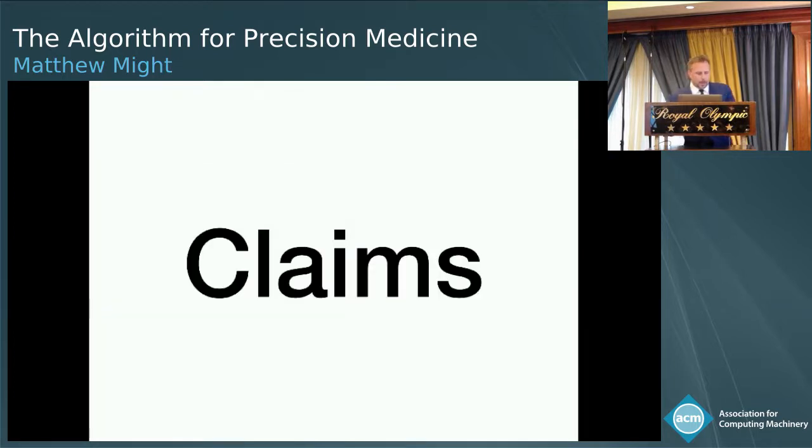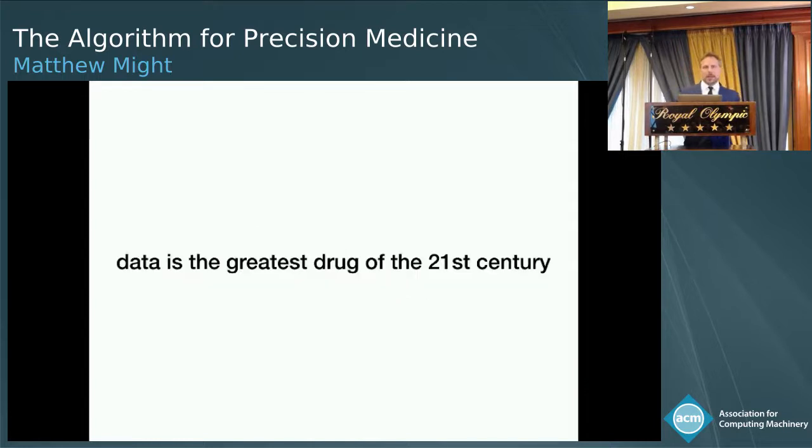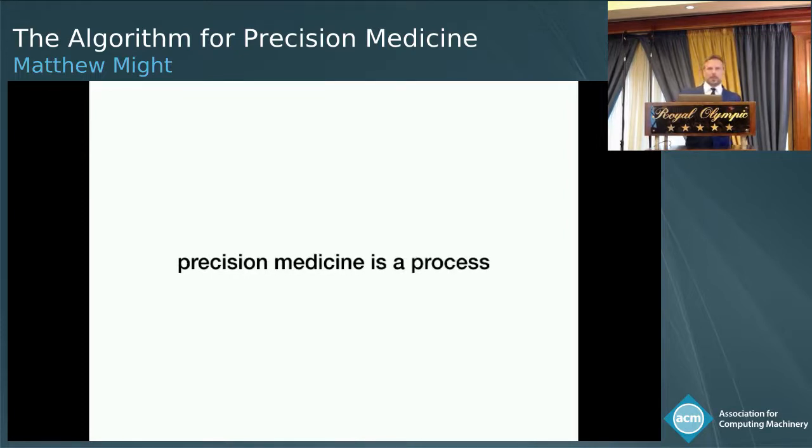So I'm going to make, and hopefully support, a number of claims today. The first is that when we look back on this century, we're going to find that data was the greatest drug we discovered. I will argue that precision medicine is the way that you deliver data as a drug. This means that precision medicine is really a process. As a field, it's really about developing a process for delivering data as a drug. And if it's a process, it means we need an algorithm. We will briefly define this algorithm later on in the talk.